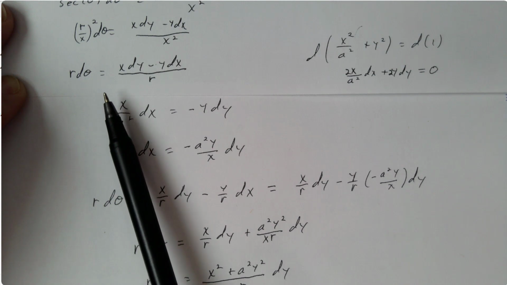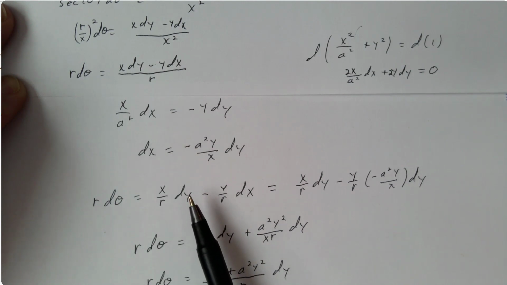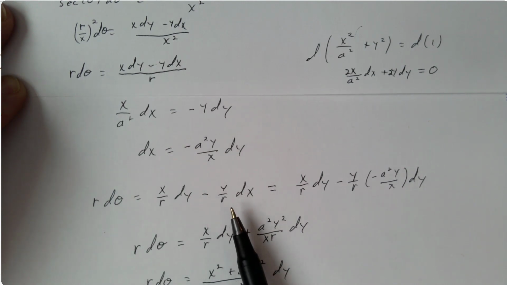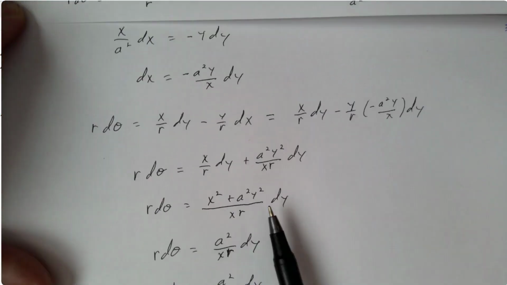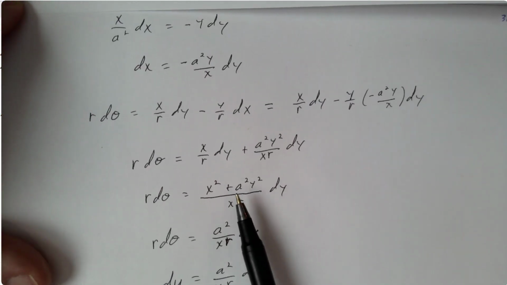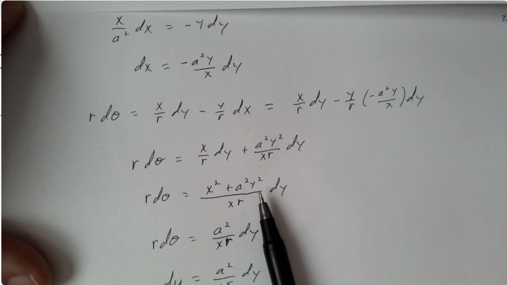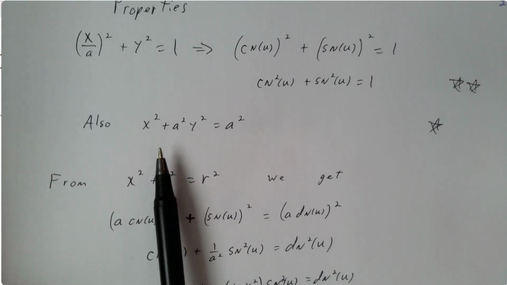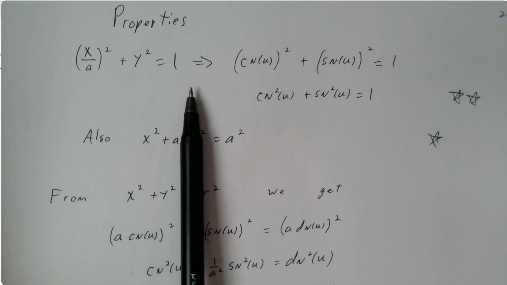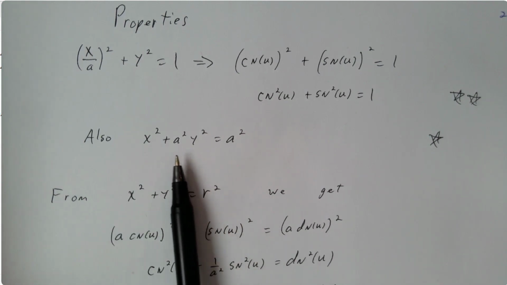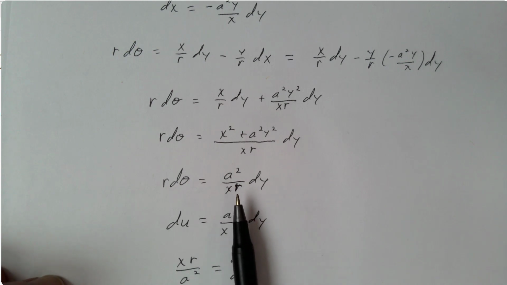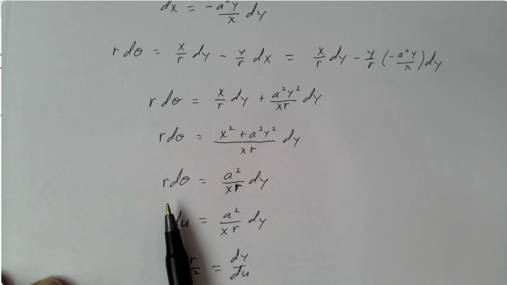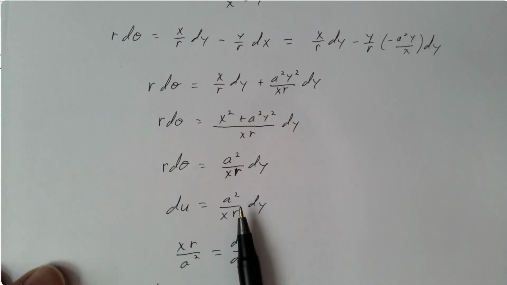And now, r dθ is x over r dy minus y over r dx. And I can sub in what dx is, then it's that dy. So then I can factor out the dy, and x squared plus a squared y squared. That's where I needed this property, multiplied through by a squared. That numerator is just a squared. So this becomes a squared over xr dy. The r dθ is du, as we said.